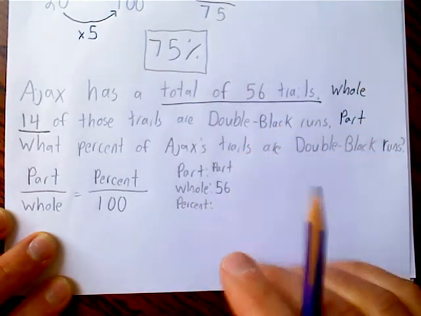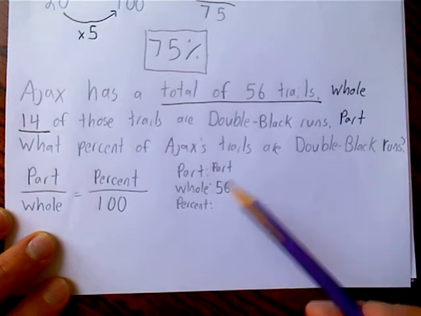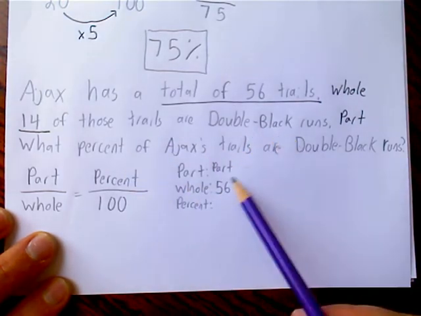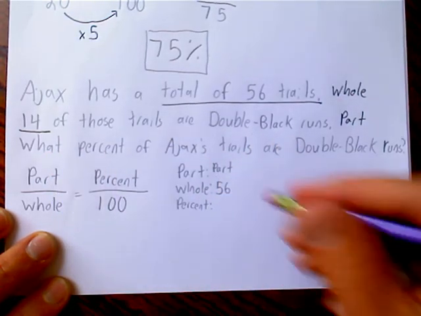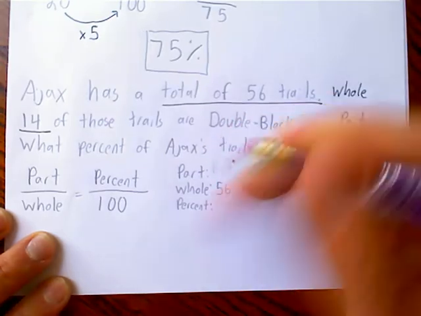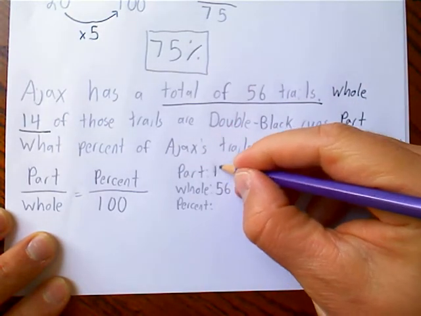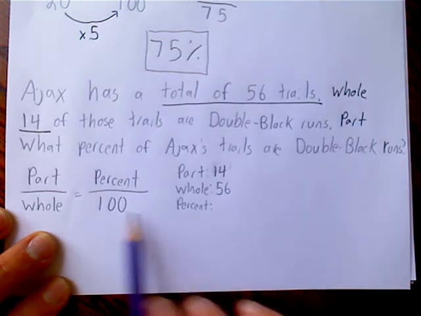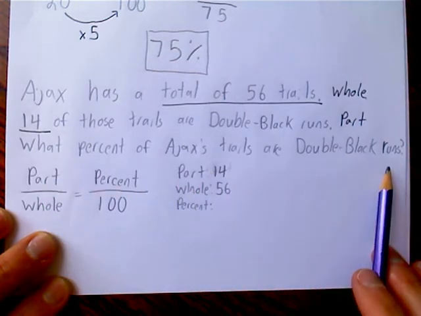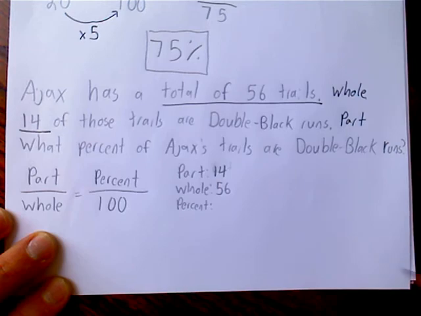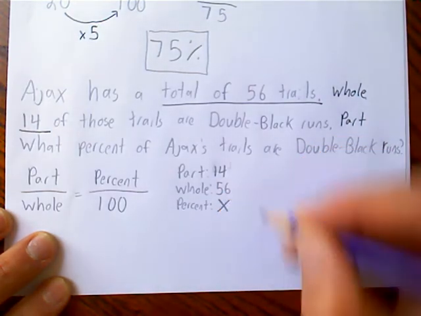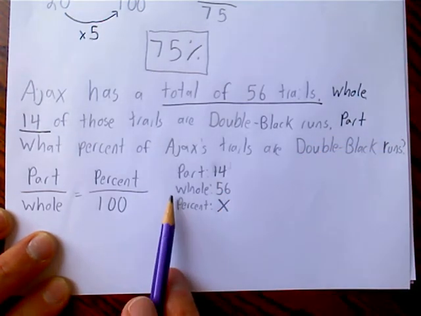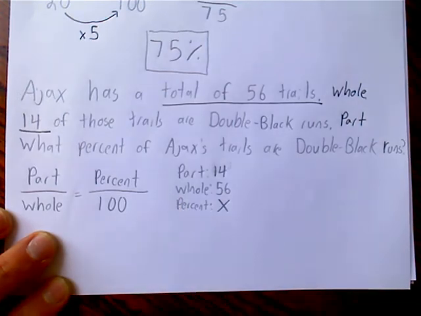You can think of part like a piece. Like, what's the piece of double black runs? Well, that's 14. I said part. That doesn't make any sense. I'm going to say 14. Okay. Percent. What percent of Ajax trails are double black runs? So it's trying to ask us that. So we don't know that. So we're going to leave that as X. Part 14, whole 56, percent X.